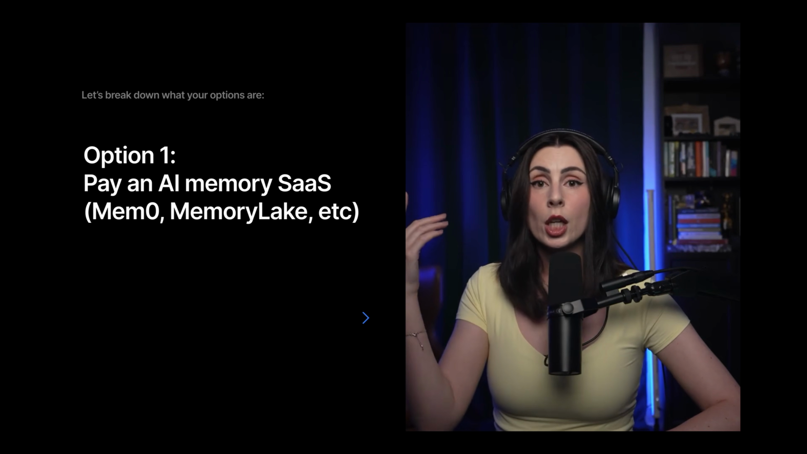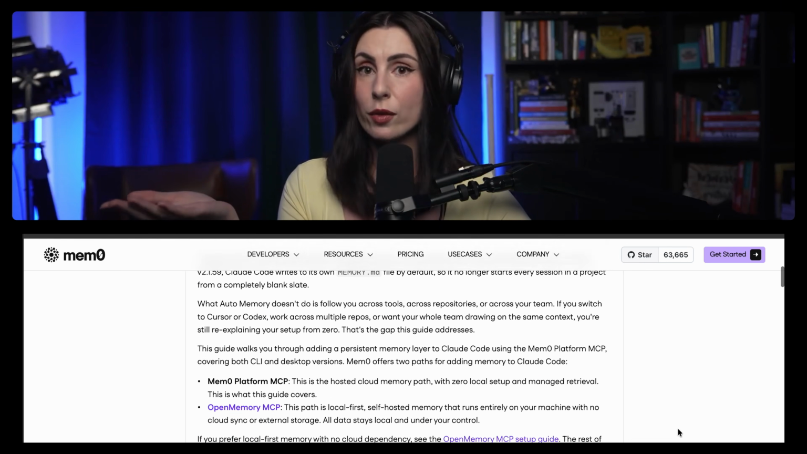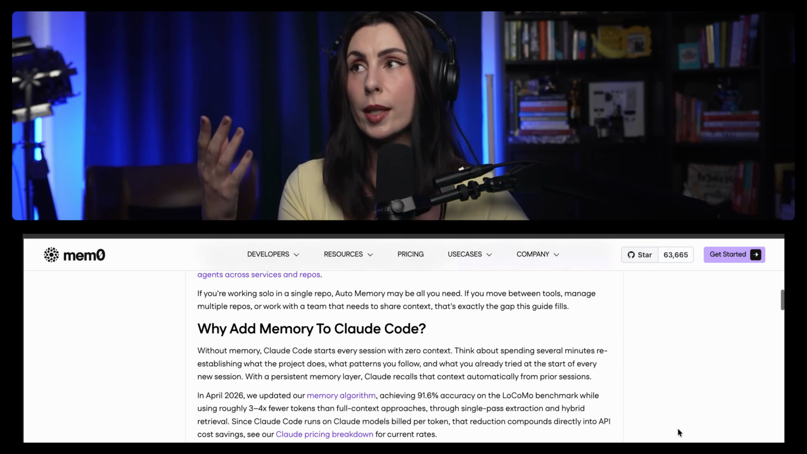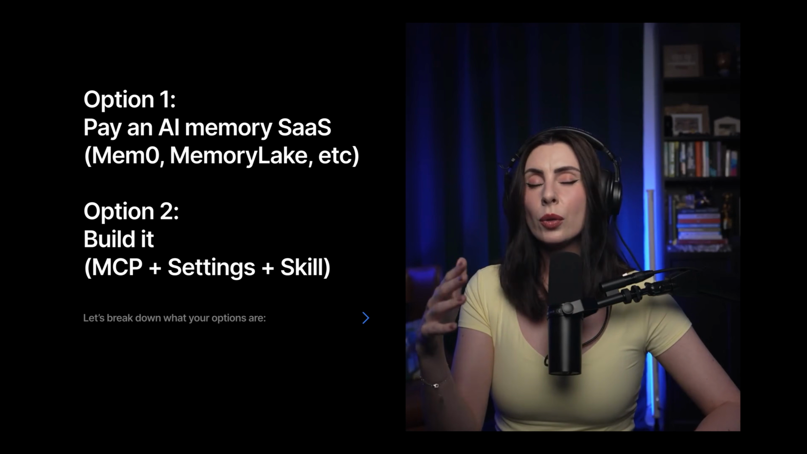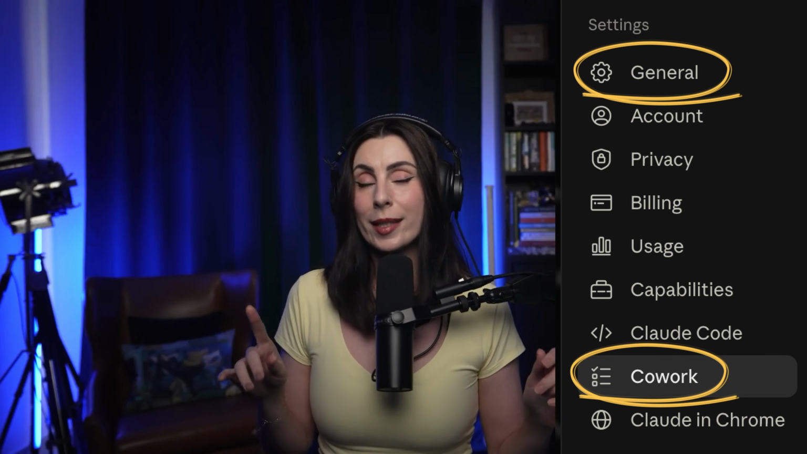Option number 1, you pay for it. You use a SaaS like Mem0, where you pay for a solution that saves your work and gives your AI of choice a memory across tools. Option number 2, you build it. And no, you are not going to build a SaaS from scratch. It's actually a lot simpler than that. Use a mix of skills plus a tool that you already use. Notion in my case. But this works with Obsidian, Confluence, your personal wiki, whatever your poison of choice is. And you also maximize those global settings and Cowork settings that we talked about too.